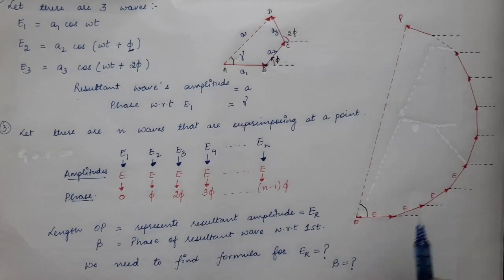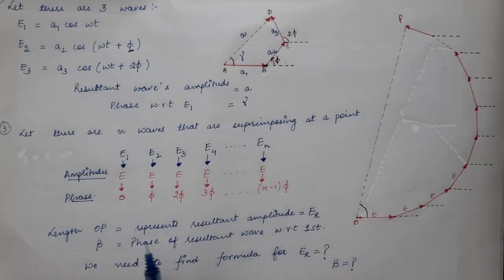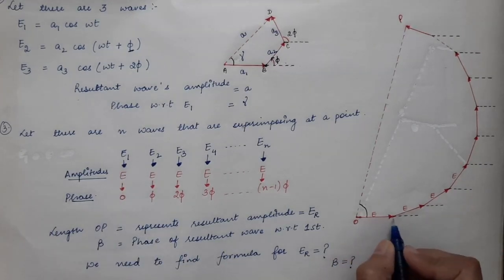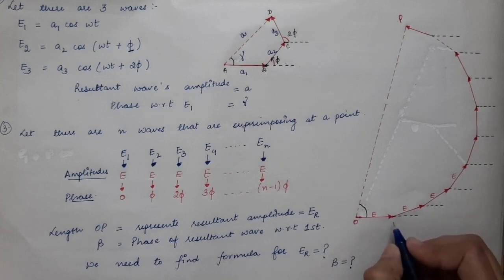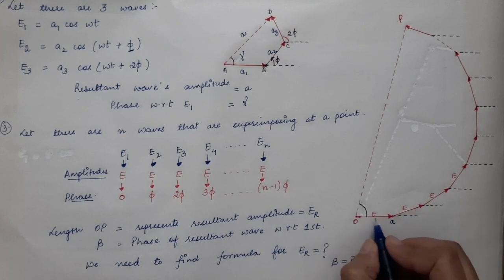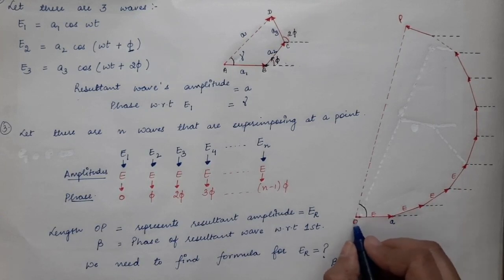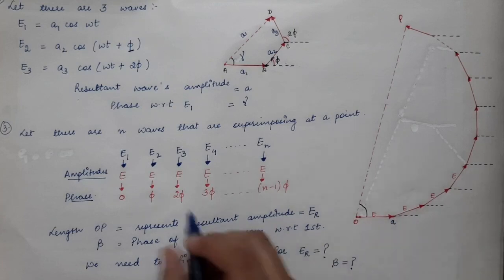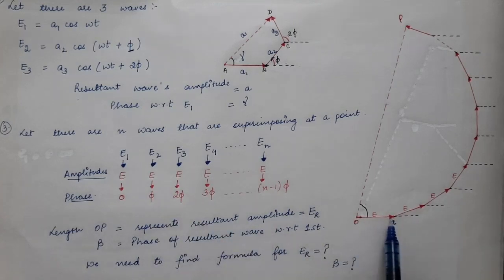So in the same way we will draw the phasor diagram in this case also. First of all we are going to draw the first vector for the case of the first wave. It has an amplitude of E and it has a phase of 0. So we will draw a horizontal line from O to a point, let's say this is point small a. The length of the vector will be E and it will be drawn along the horizontal direction. Now this represents the first wave.